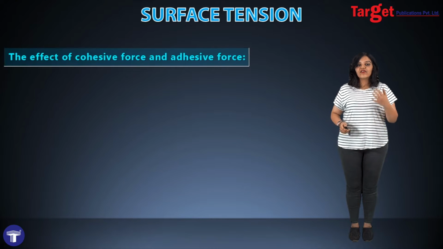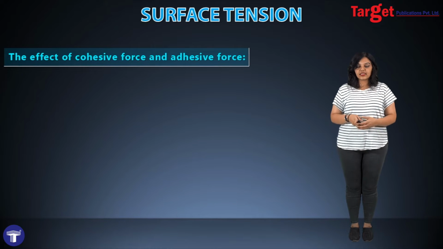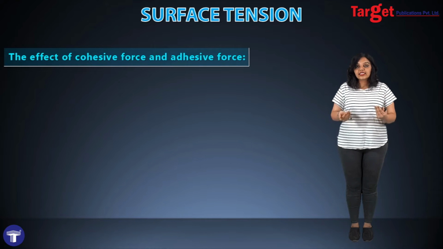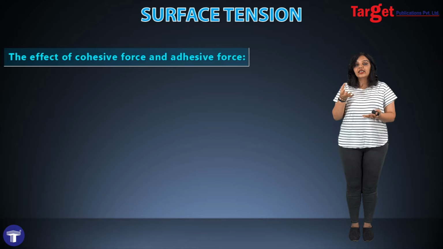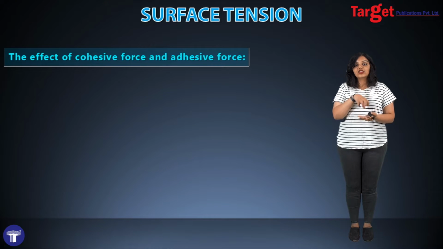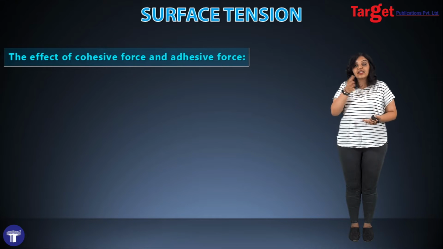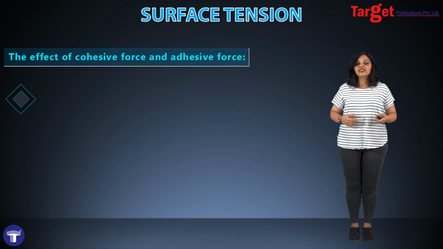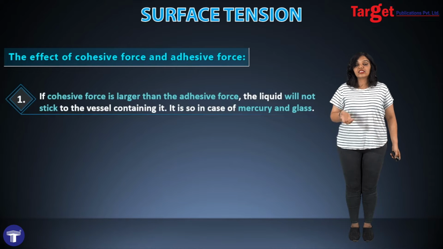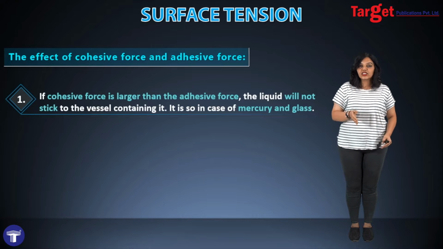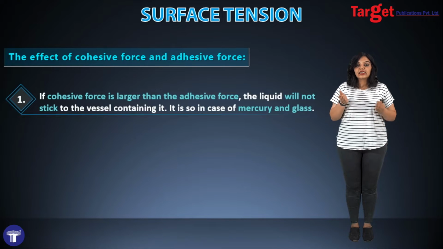So what exactly is the effect of the cohesive and the adhesive forces? Adhesive force is the attraction between molecules of different substances, whereas cohesive is the attraction between molecules of the same substance. So if you think about it, every time I have a liquid in a container, the force with which the liquid attracts itself is the cohesive force, and the force with which the liquid attracts the container is the adhesive force. And then it's very easy to see that if the cohesive force is larger than the adhesive force, which means that the molecules are attracting each other more than they are attracting the container, then in such a case the liquid will not stick to the container containing it.